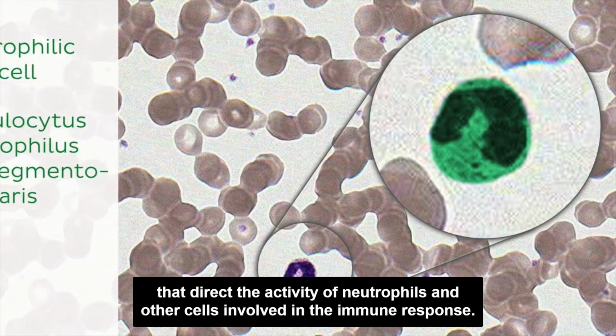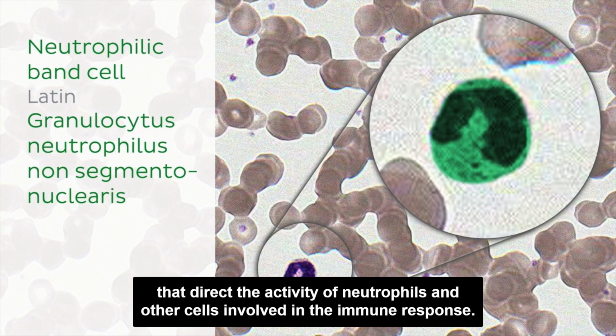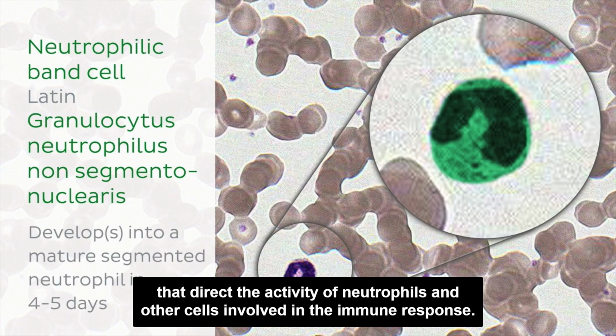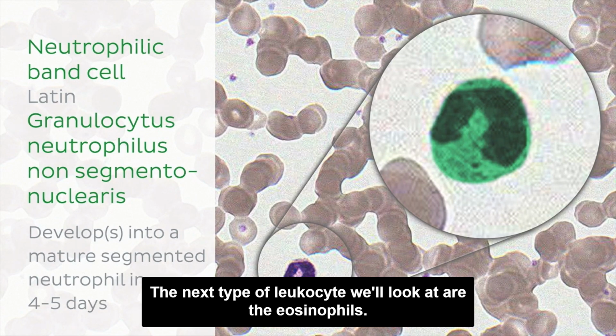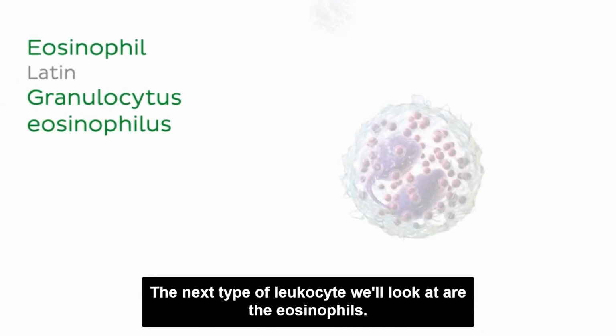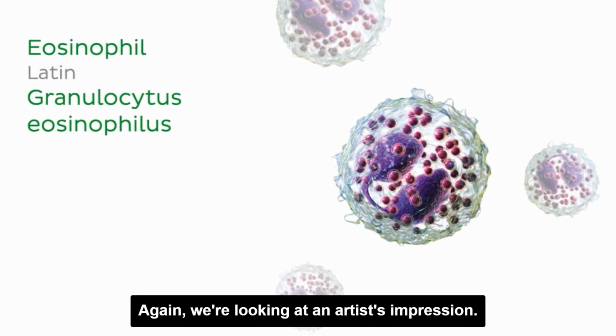Here we can see a neutrophilic band cell highlighted in green, which is an immature neutrophil. This band cell will develop into a mature segmented neutrophil in around 4 to 5 days. The next type of leukocyte we'll look at are the eosinophils. Again, we're looking at an artist's impression.